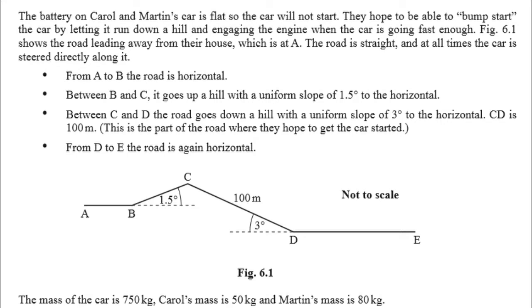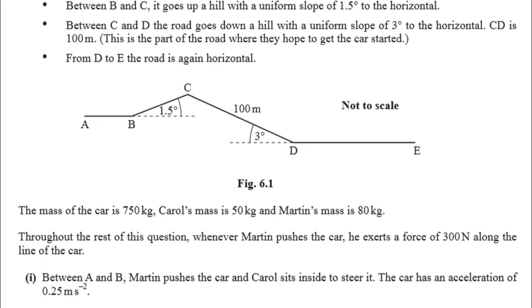The mass of the car is 750, and the two people's masses are 50 and 80 respectively. Part 1: between A and B, they push the car. Martin is pushing the car, Carol is inside the car, and the car is accelerating at 0.25 meters per second squared. Show that the resistance is 100 newtons.